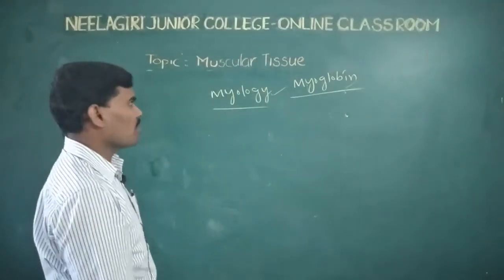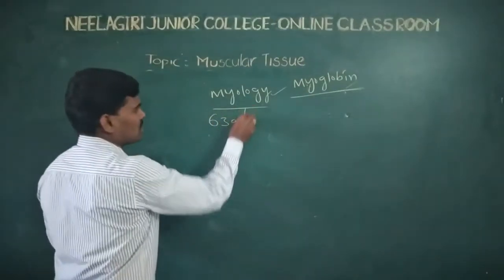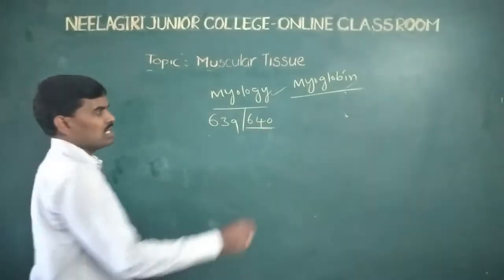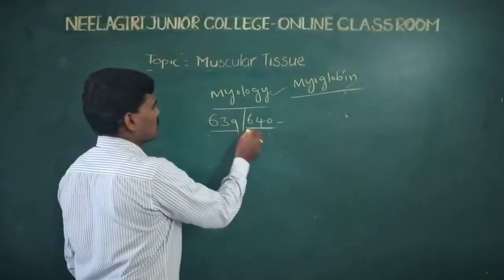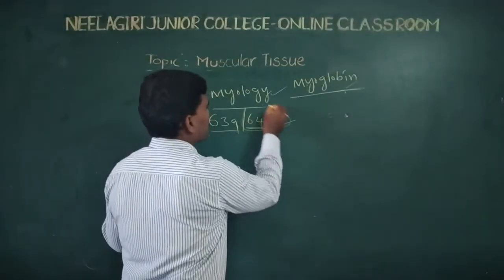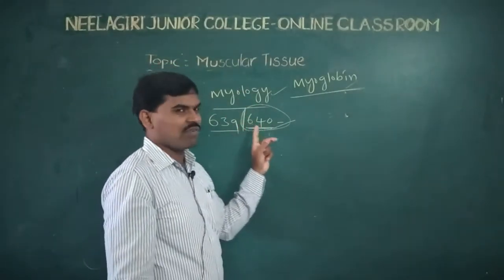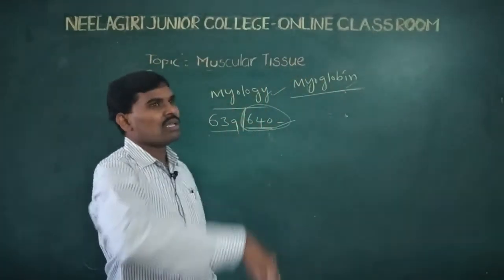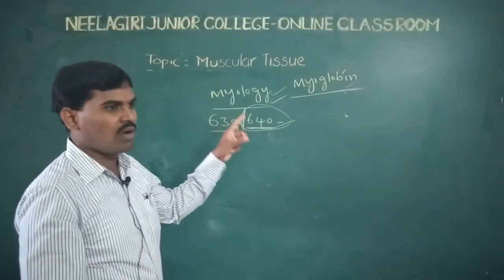How many muscles are there in total? 639 or 640. According to NEET books it is 640; before, the books said 639. So following the NEET books, the total number of muscles is 640. Myology is the study of muscles.